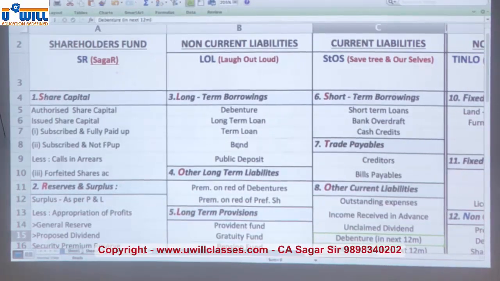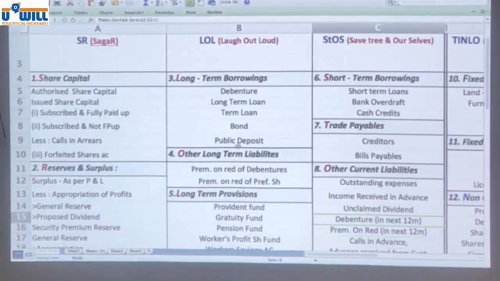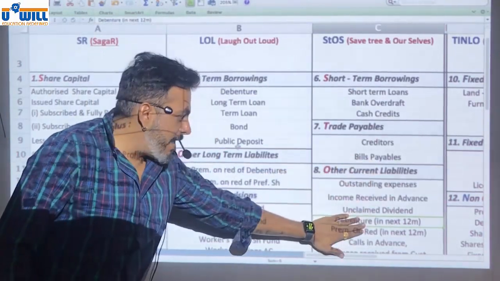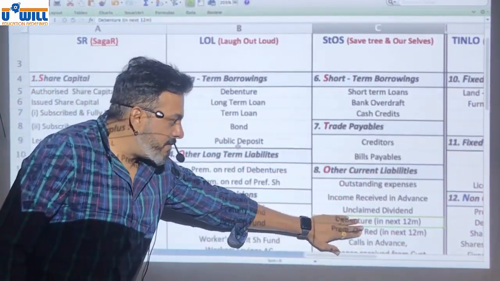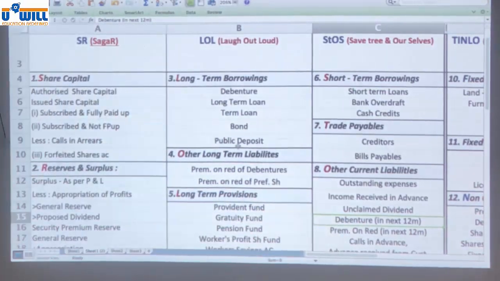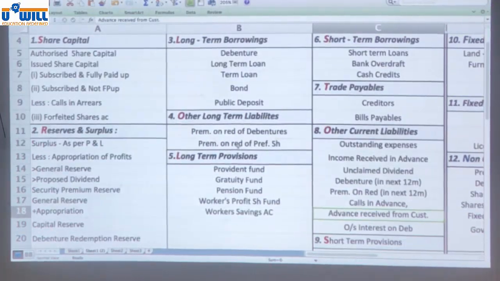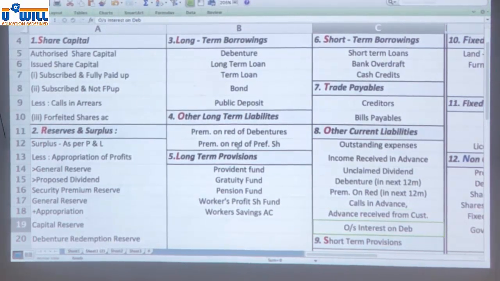Okay, then debenture. अगर तुम डिबेंचर को रिडीम करने वाले हो in next 12 months, so you will not classify debenture as long-term borrowing. You will classify debenture as other current liabilities. And then premium on redemption of debenture भी इसके साथ ही आएगा कि जब पे करना है तो डिबेंचर भी पे करना है और प्रीमियम भी पे करना है. Then calls in advance is also liability, money received in advance from our shareholders. And then outstanding interest on debenture. Debenture पे कोई interest pay करना बाकी रह गया, so that will form part of this other current liabilities.